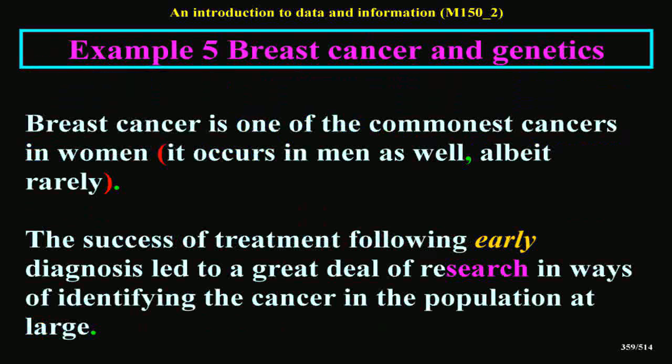Example 5: breast cancer and genetics. Breast cancer is one of the commonest cancers in women. It occurs in men as well, albeit rarely. The success of treatment following early diagnosis led to a great deal of research in ways of identifying the cancer in the population at large.